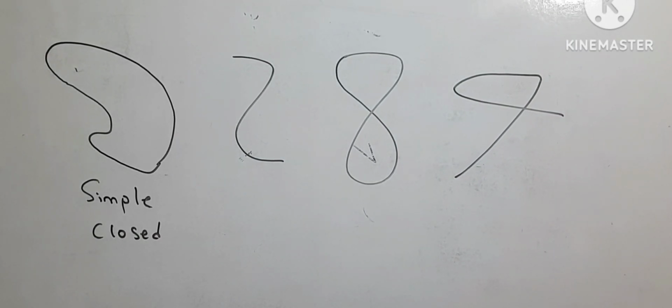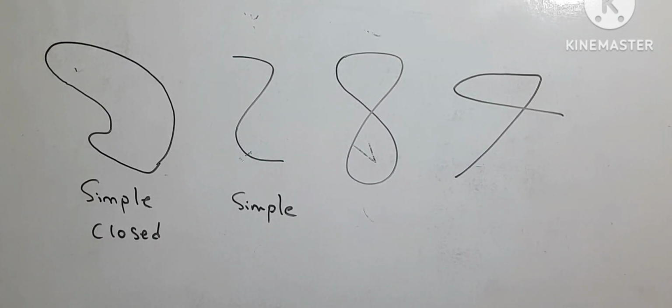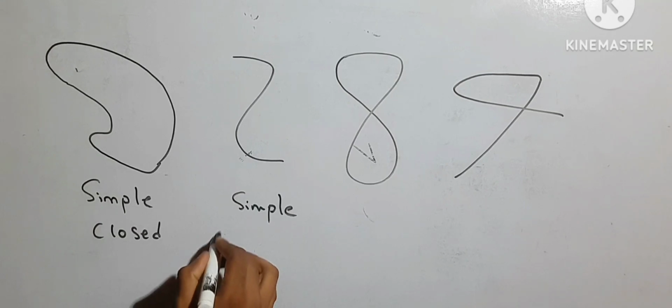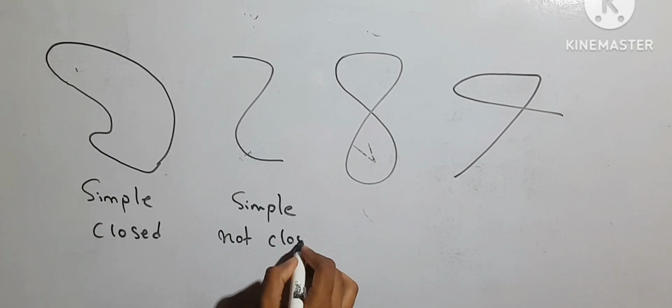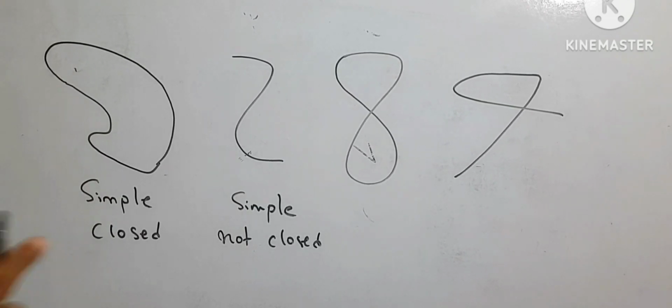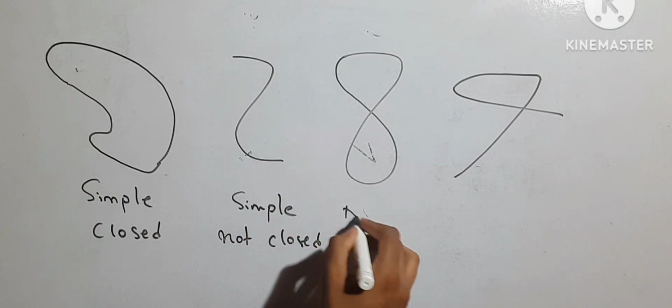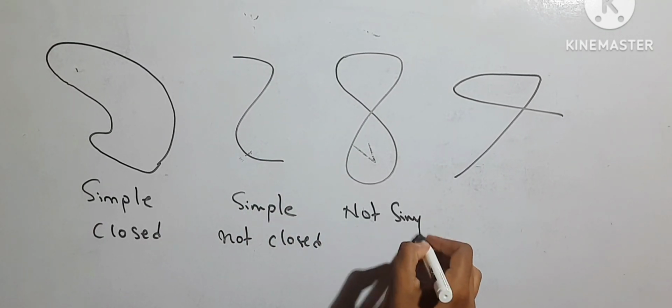Great, good. Next one, is it intersecting? No sir, so it's simple. Next, does it have a different opening point and ending point? Yes, it has a different opening point and a different ending point, so it's not a closed one. Now let's see the third one. Is it simple? No sir, it is intersecting at this point, so how can it be simple? Not a simple curve.